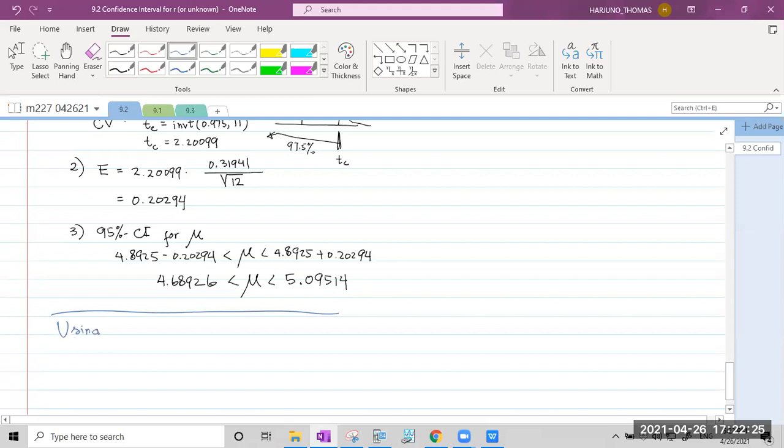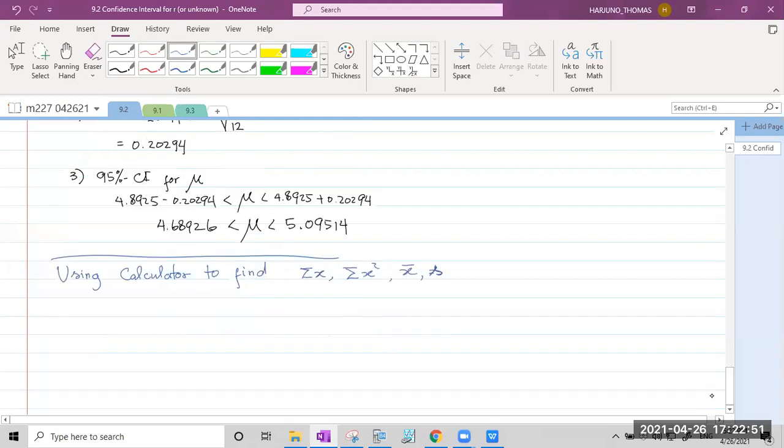Using calculator to find the sum of x, the sum of x squared, x bar, and sample standard deviation S. Okay, there are some parts. The first part is to clear list. Let me show you what I mean by clear.